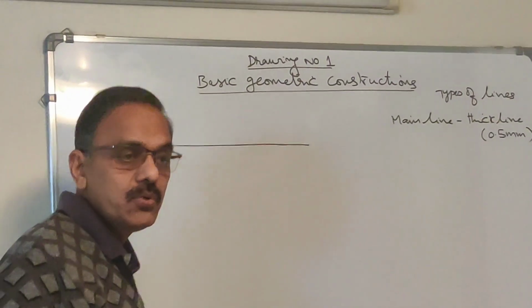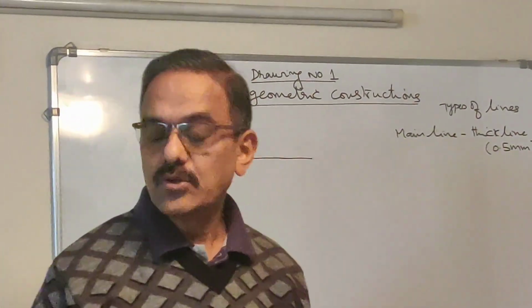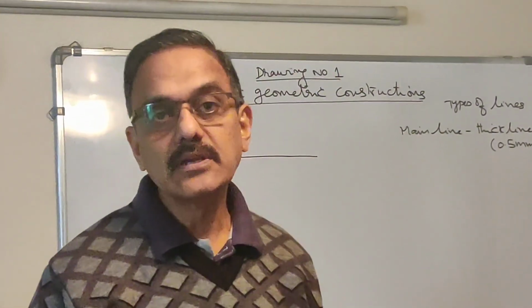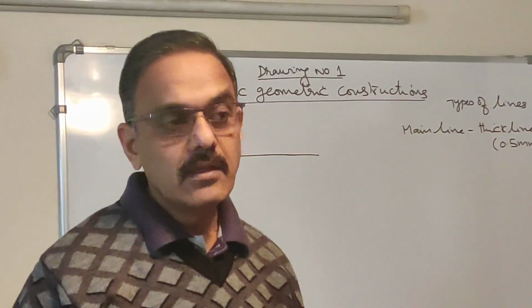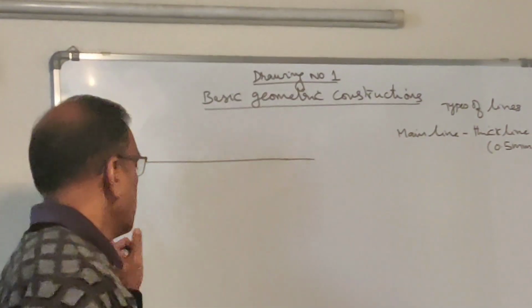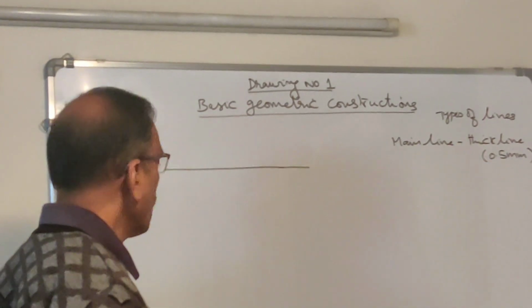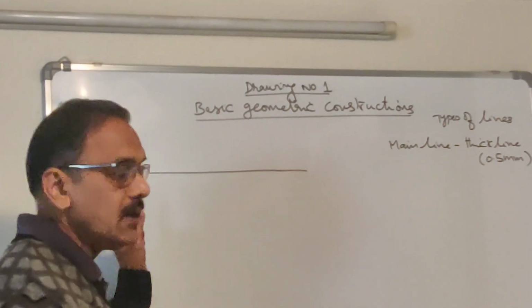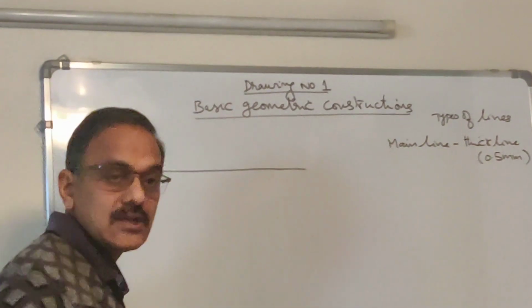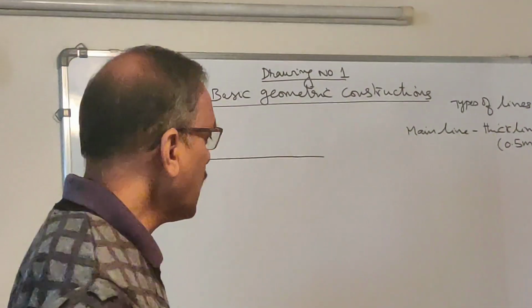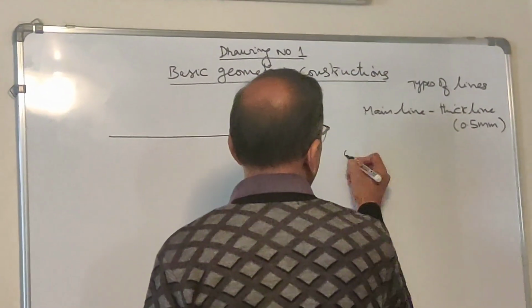Manually, what do you do? Manually, you just use a scale and a pencil to draw this line. Yes. So this is a line of 70 mm length. Okay. Now I am going to dimension this line. The lines that are used to dimension this line are called dimension lines.